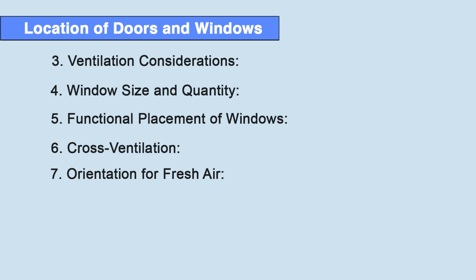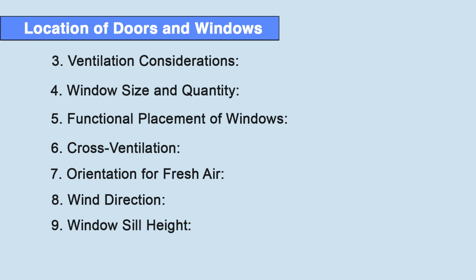Next point is orientation for fresh air. From a fresh air perspective, windows should ideally be placed on the northern side of a room. Next important point is wind direction. Windows should be located in accordance with the prevalent wind direction to maximize the flow of fresh air in the building. Next important point is window sill height. The sill of a window should be positioned approximately 70 to 80 centimeters above the floor level of the room.